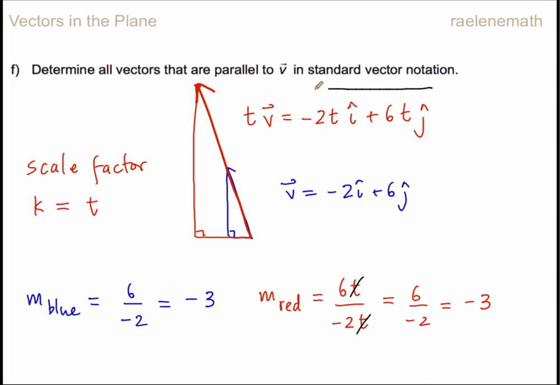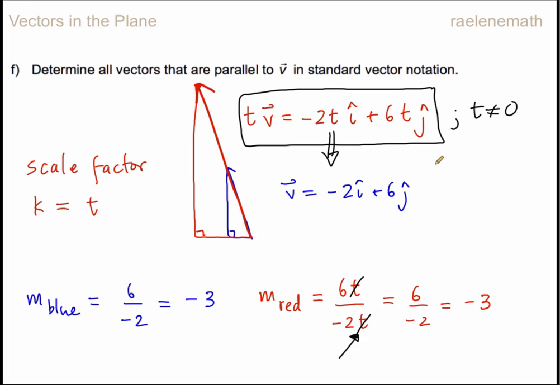So, by similar triangles, we were able to come up with one vector which is actually an infinite number of vectors as long as t is not 0, because we can't divide by 0 down here. And this single vector represents a family of all vectors that are parallel to the given vector.